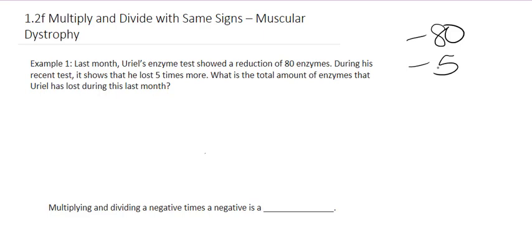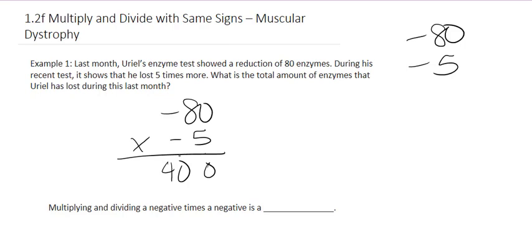So let's begin to multiply. We have negative 80 times negative 5. 0 times 5 is 0. 5 times 8 is 40. But we aren't done because we need to look at the negative signs. But as we have 2 and we're multiplying them together, that actually becomes a positive.